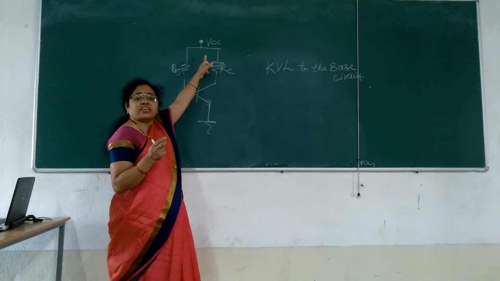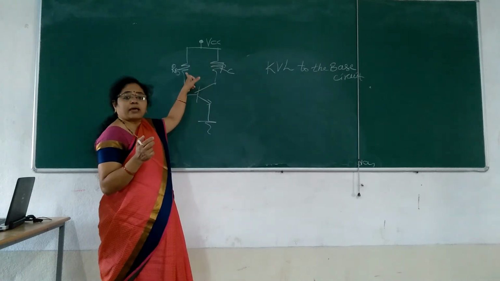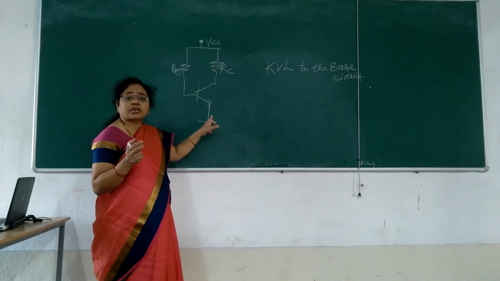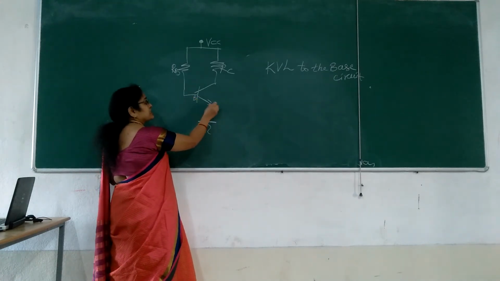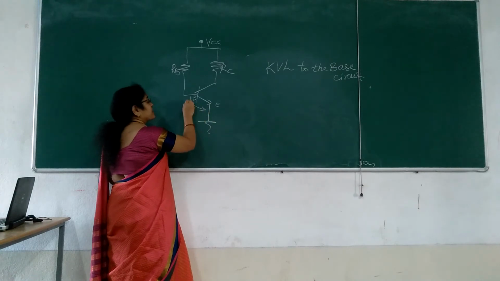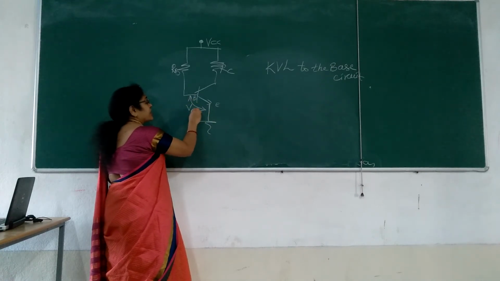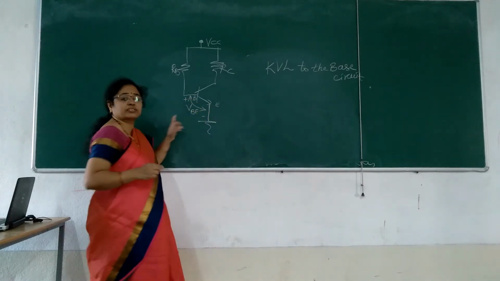Writing KVL, VCC minus IB RB, there is a voltage across this, VBE, we know that. So this is base, this is emitter. Between these we have a voltage called VBE, plus and minus, isn't it?